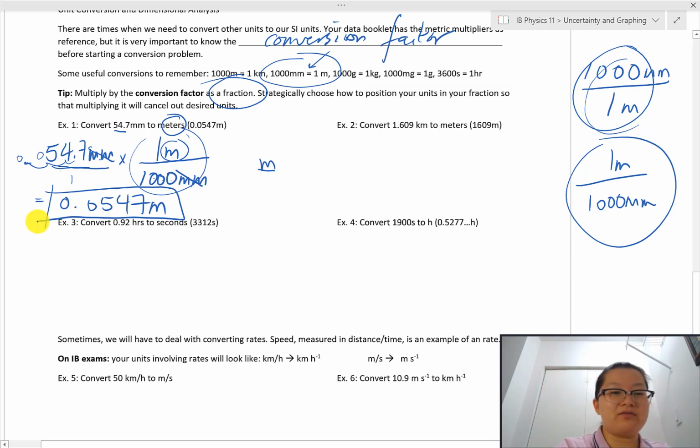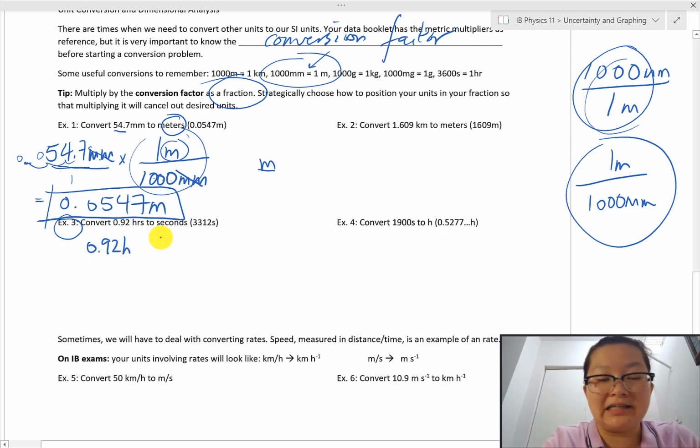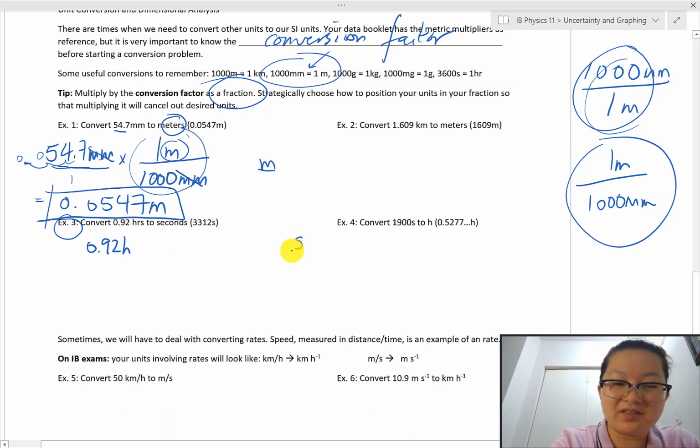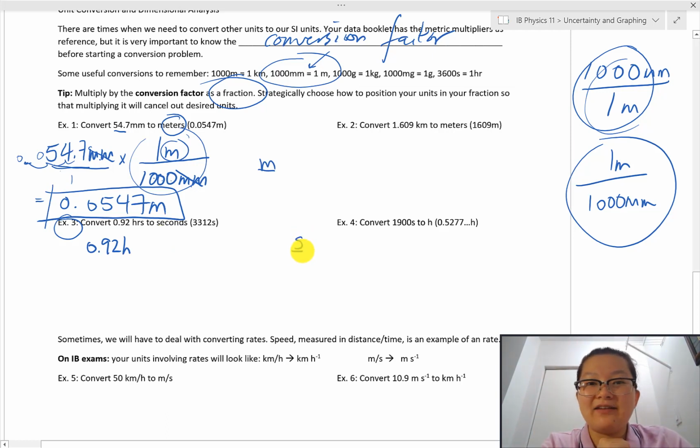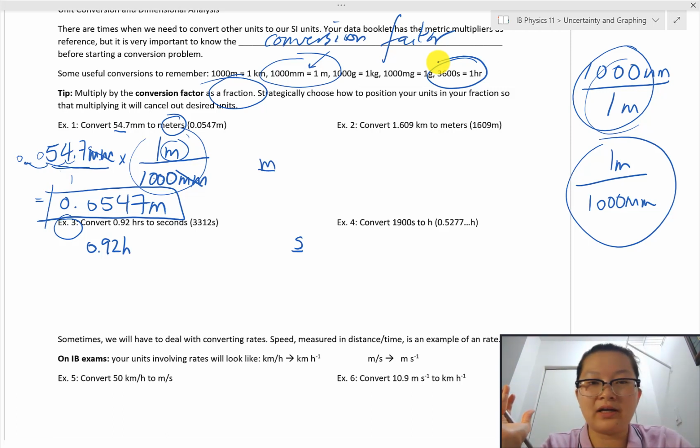I'm going to pick 3 to do with you, and you can do 2 and 4, okay? So convert 0.92 hours to seconds, okay? So I want to get rid of hours. I want to be left with seconds. Let's go and identify our conversion factor here, which is this one. There is 3,600 seconds in 1 hour. If you don't believe me, go work it out yourself.